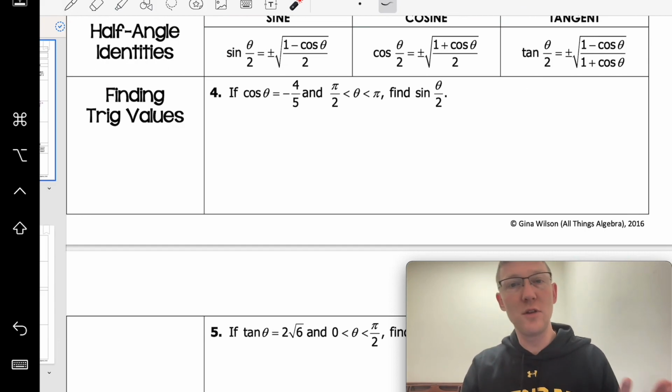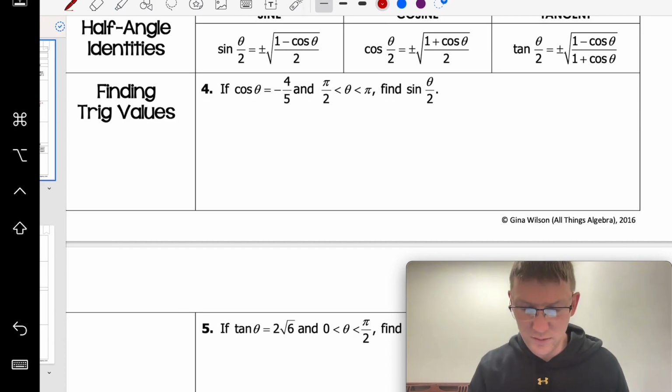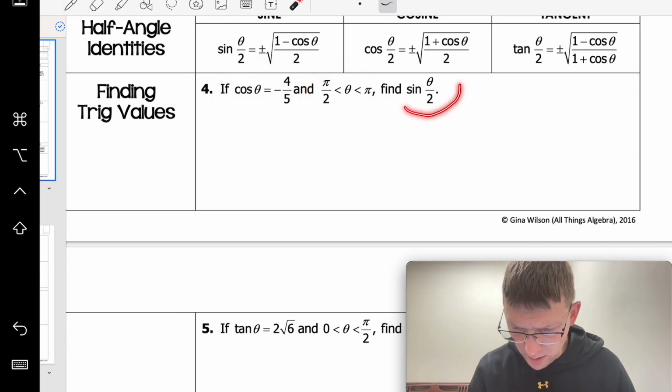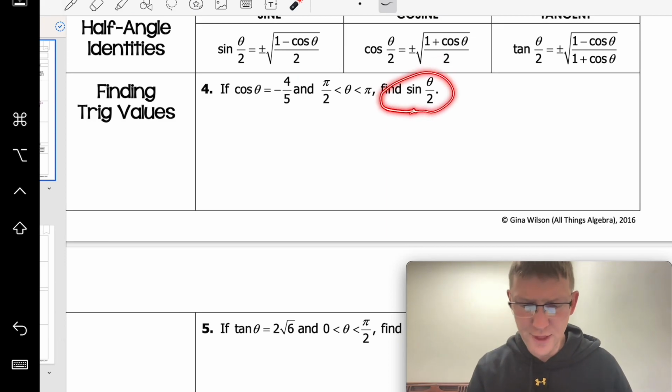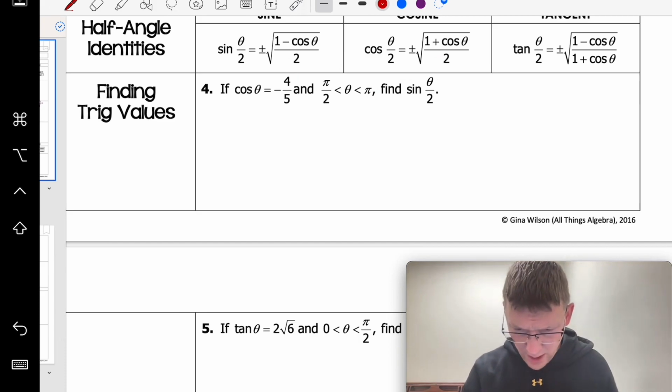So let's use some. This is the same type of problem that we've been doing, just in this case, we're going to use our half angle identities. We are given a cosine, we are given a range, and then we are asked to find sine of theta over 2. So first of all, let's start with our range. What is that? Pi over 2 to pi.